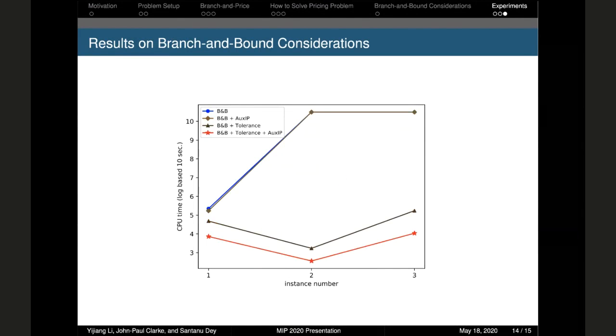And here are the results on the branch and bound modifications. Again, the plot is in log scale, and we have shown here that our approach significantly outperformed the standard branch and bound, especially if we have the tolerance parameter and the auxiliary IP setup, the performance is really good.